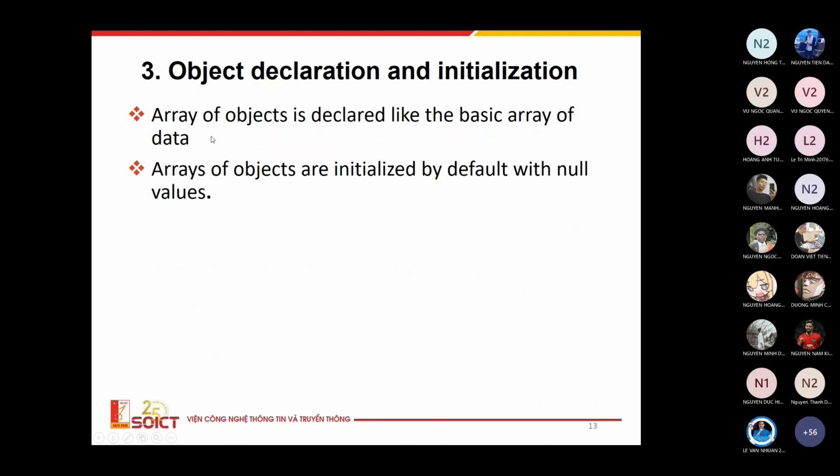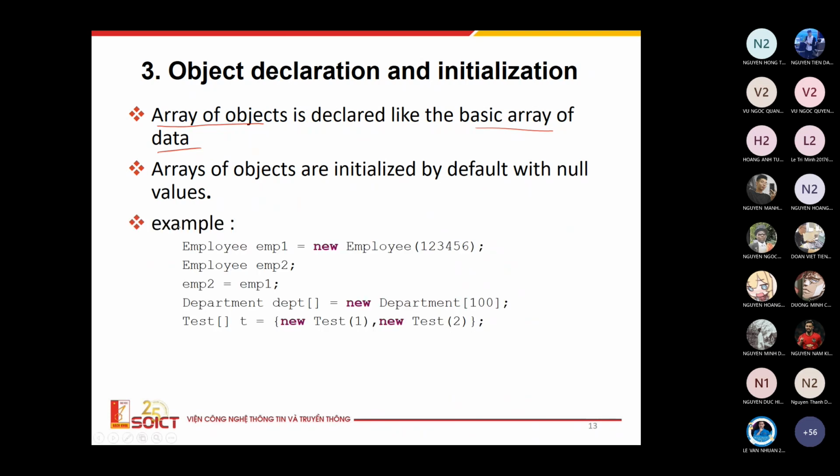And the same as when you want to declare an array of objects. Okay, it will be declared like the basic array of data, and the array of objects can be initialized by the default value. Okay. And for example, you have this example. You have 1, 2, 3, 4, 5 commands, and who can read for me each command? What can you understand about this command? Who can explain for me this example?